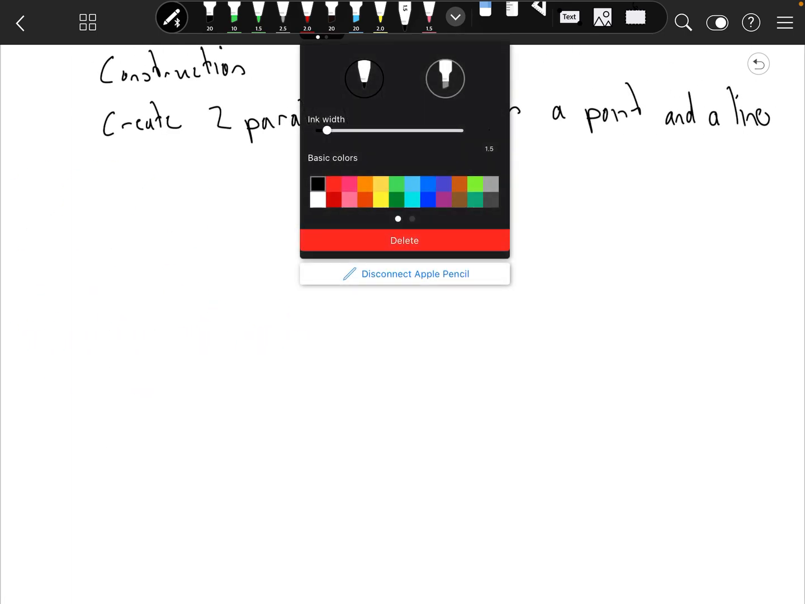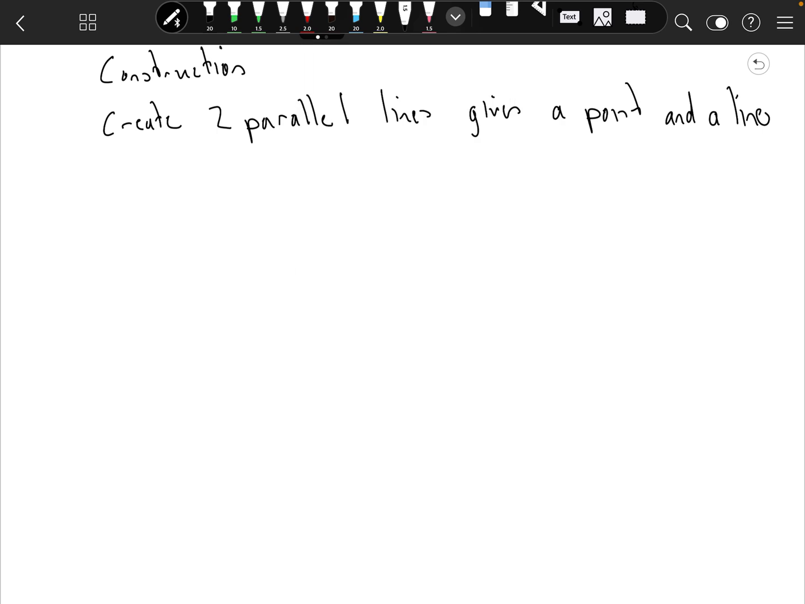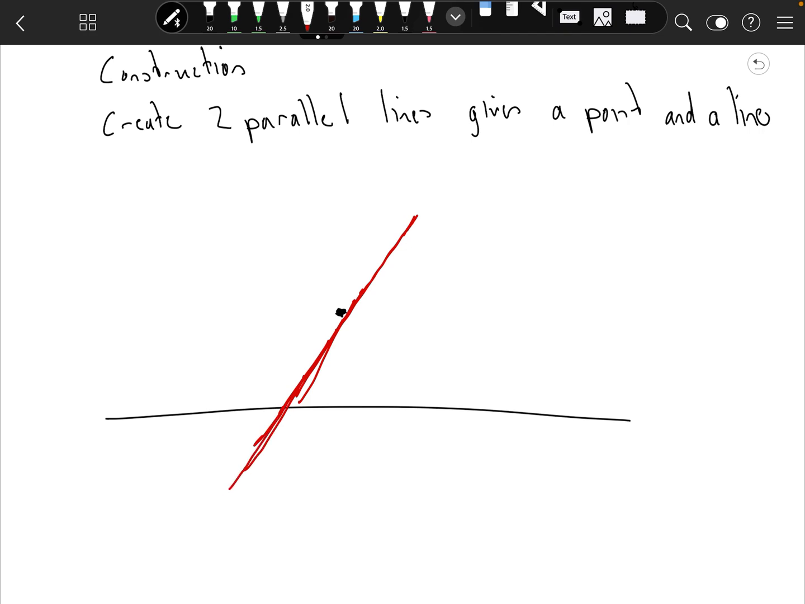We are going to create two parallel lines given a point and a line. So there's my line, there's my point. Okay, first step's rather simple. I just draw a transversal. A transversal cuts through a line, and it's going to cut through that point that we have there too. So something like that, transversal. I'm going to make this go through the point right there.